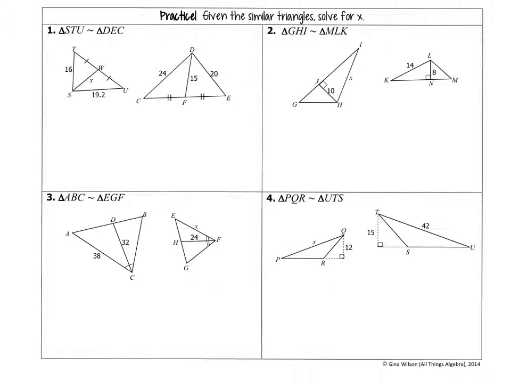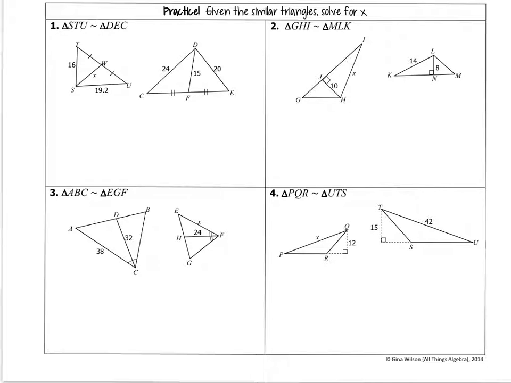So let's look at some practices here. Triangle STU is similar to triangle DEC. Again, pay attention to the orders here. And now it looks like I have two medians here, right? Because these are congruent. Therefore, x over 15 should equal 16 over 20. And if you solve for that, x comes out to be 12.